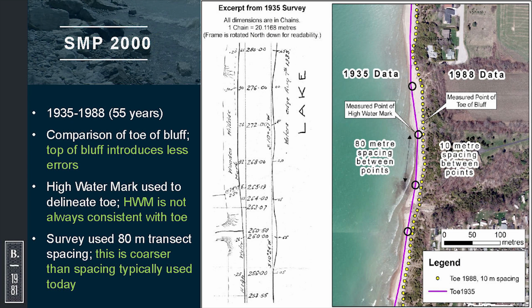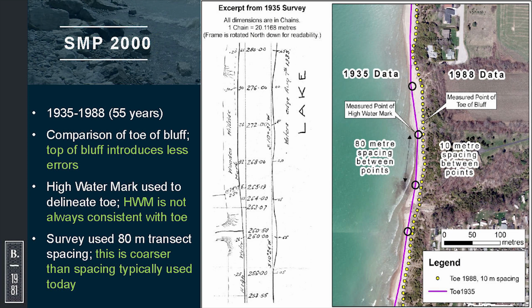Also, the transects are located every 80 meters, and nowadays generally we would use a closer spacing for the transects that we take off. So this shows the toe of bluff line from the 35 survey and the points where you have data, and then the more recent data, and it just sort of shows you how the toe position is not necessarily straight lines like this.